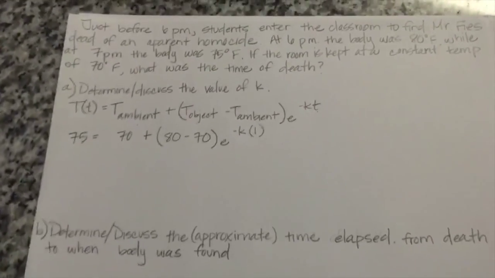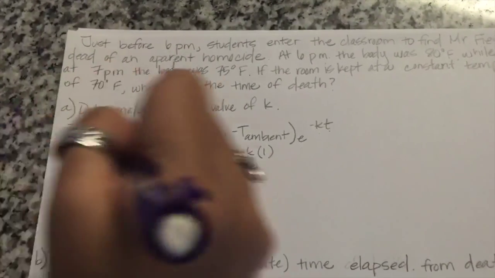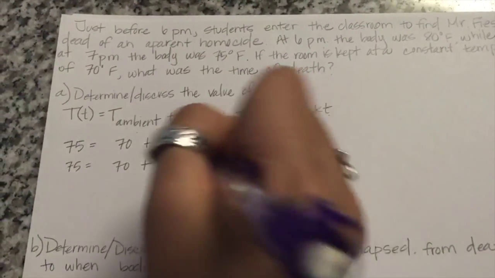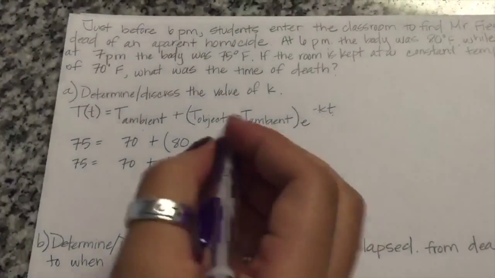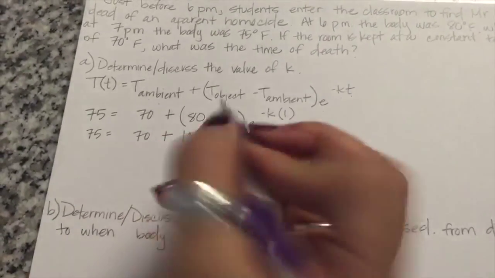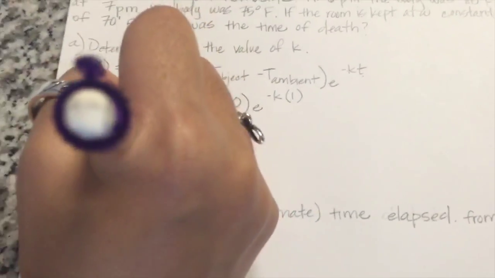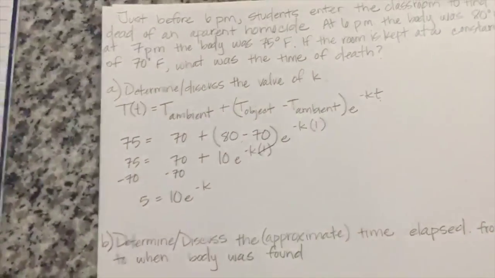First thing we wanna do is solve the parentheses. So this will turn into 75 equals 70 plus 10 E negative K1. And we can basically eliminate this 1 because negative K times 1 will be negative K. So we can scratch that out. Now we can subtract 70 from both sides of the equation, and that's gonna leave us with 5 equals 10 E raised to the negative K power.